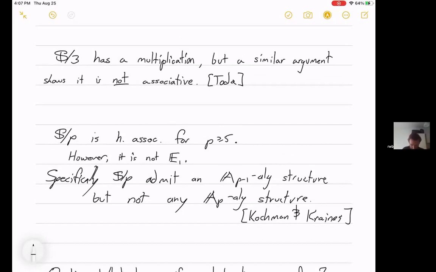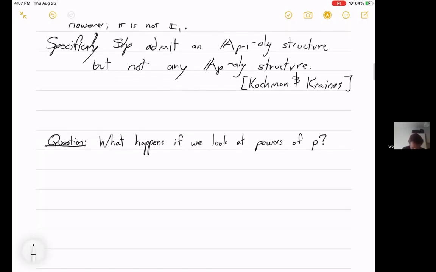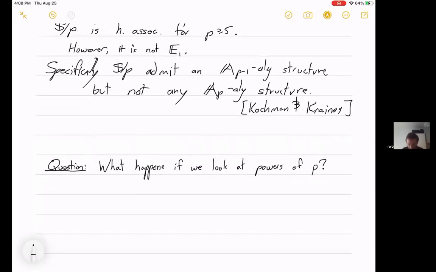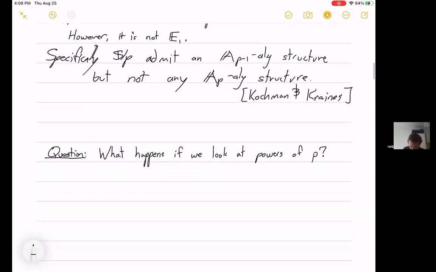So now a natural question we might ask is whether we can improve the situation, because this is not very good. I mean, with an A_p algebra structure, you can do some things, but not so many. For example, you don't even have a well-behaved category of modules. And so the question is, what happens if we look at powers of p? So, modding out by a power of a prime p.